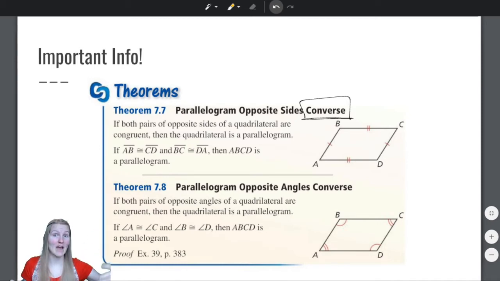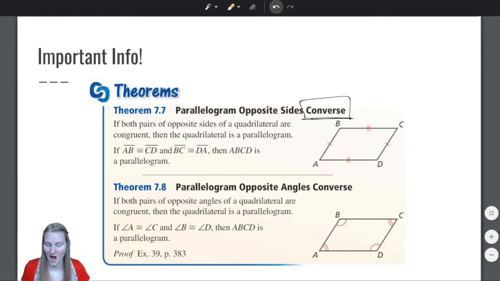3.2 was, if I have parallel lines, then what? Consecutive interior angles are supplementary. Alternate exterior angles are congruent. And the next day we said, if what? Then the lines are parallel. We're doing a very similar thing. In 7.2 we said, if I have a parallelogram, then opposite sides are congruent, opposite angles are congruent, etc. Today we say, if what, then I have a parallelogram.